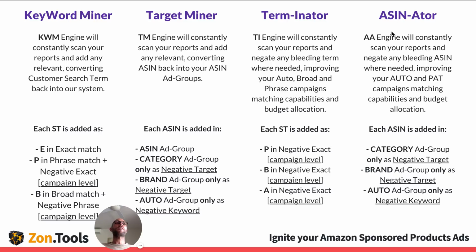And the same applies for the Asinator, which is an automation that will search your target reports and identify ASIN products which have not been profitable for you, and we will stop bidding on them. So Asinator will take unprofitable ASINs, unprofitable product targets, and add them as negative targets in your category ad group, negative targets in your brand ad groups, and negative targets in your auto ad groups.